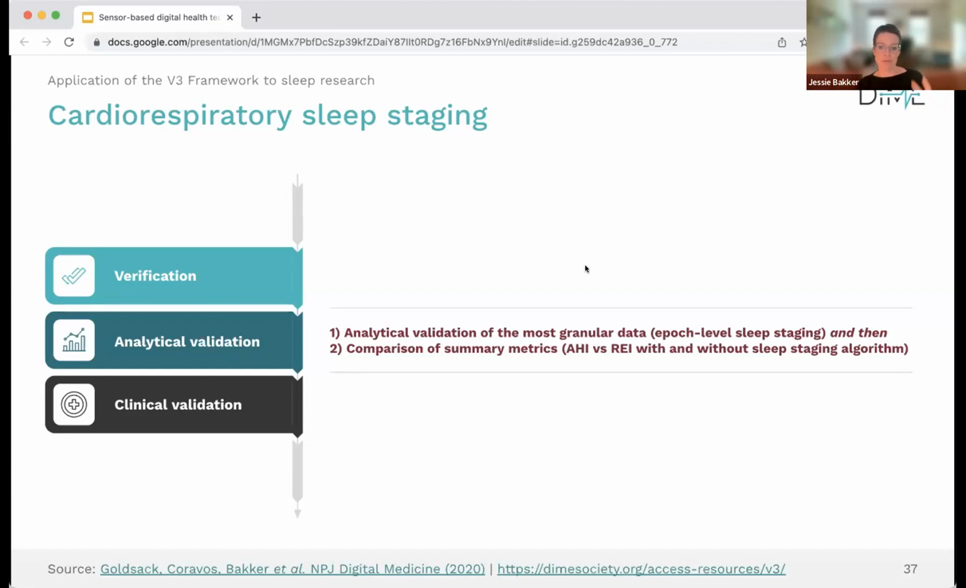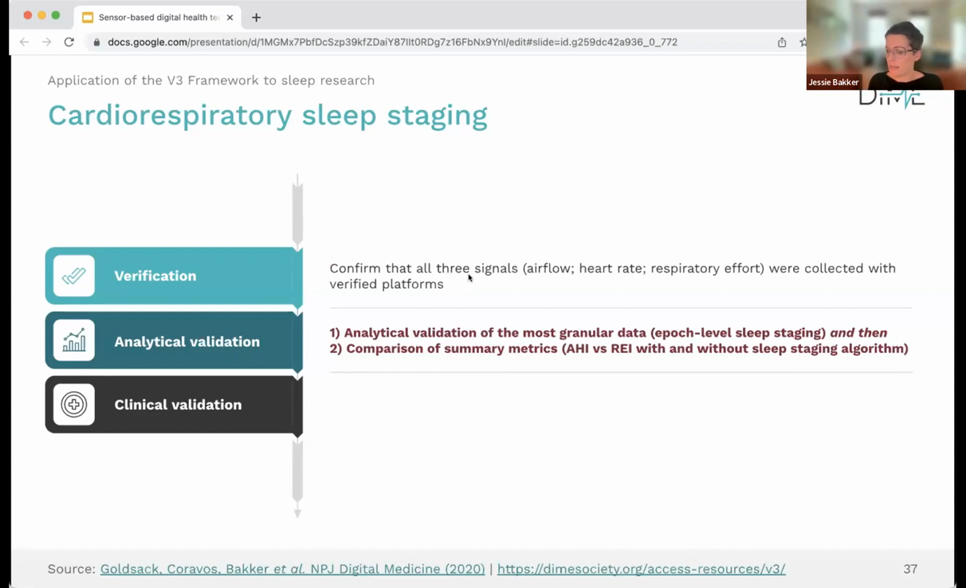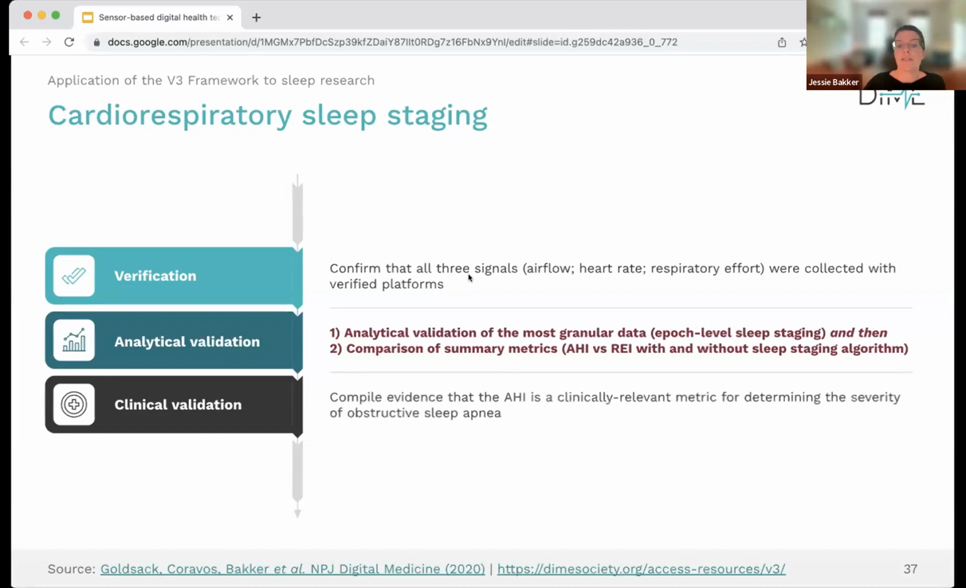Now, of course, all of that only falls into one component of V3. So it was also the responsibility of our team to put together some evidence confirming that all three signals were collected with verified platforms. And thankfully, all of that information is available through the National Sleep Research Resource. And also at the other end, to compile the evidence that the AHI is a clinically relevant metric for determining the severity of sleep apnea.